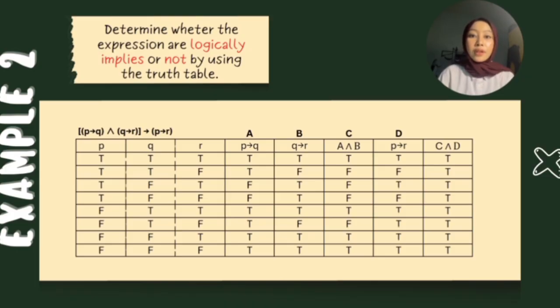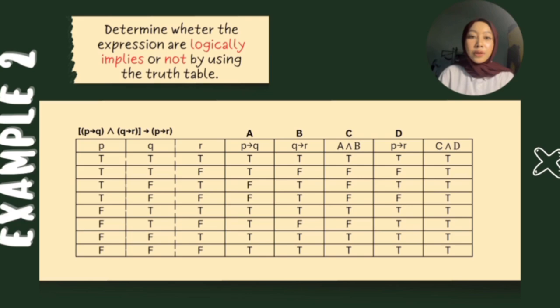Next, we solve the individual implication. Remember, P implies Q is only false if P is true but Q is false. We do the same for Q implies R. Now, we combine them using AND. This represents our complete premise. It's only true when both links in our chain are solid.